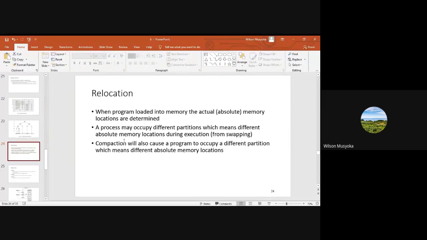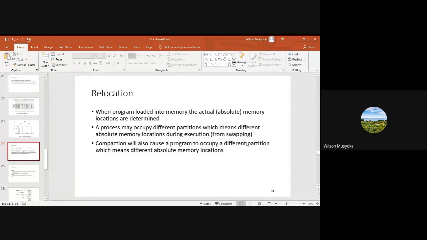Normally when a program is loaded into memory, the actual or absolute memory that is required has to be determined, because it is not going to take up the whole memory. No, it has to be allocated a specific memory location, to ensure that this process is going to be in a particular memory partition.